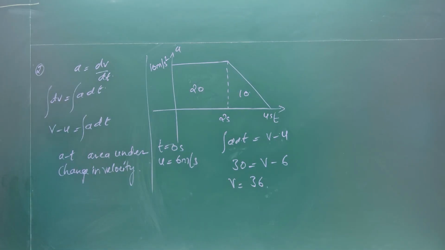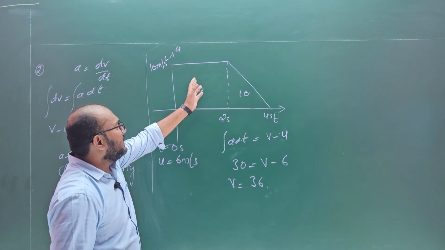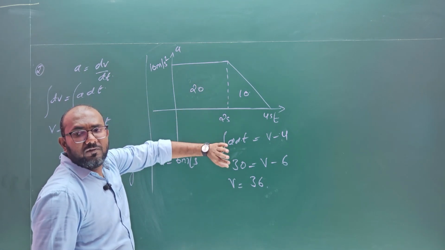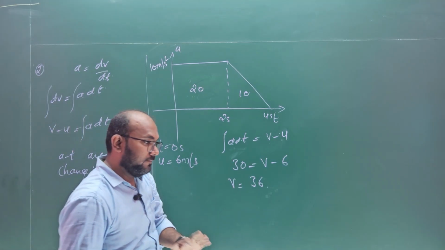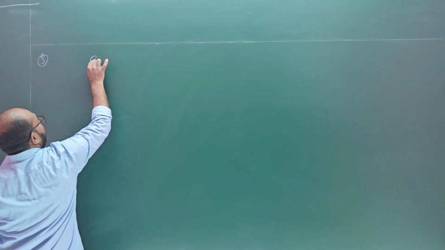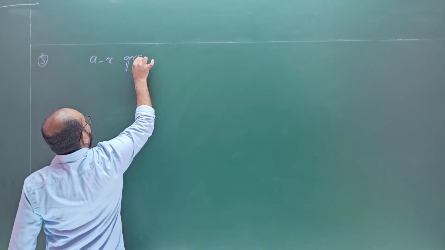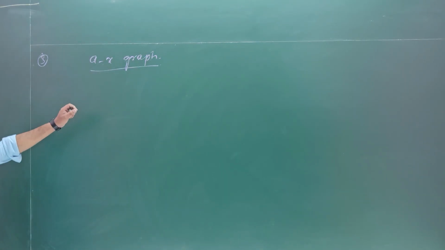So whenever you will be finding, now listen to me. Whenever you have an AT graph, the area under the curve will provide you what? Velocity, and especially the change in velocity. Got my point? Okay. Now you can note down. Okay. Now the next type. Sometimes they will provide you an AX graph. Okay. They will provide you what? AX graph. Now listen to me first.